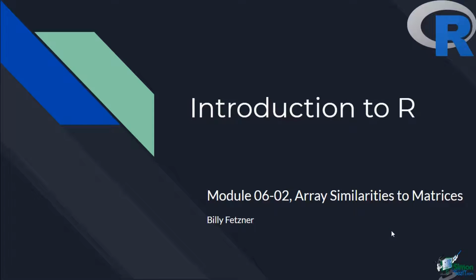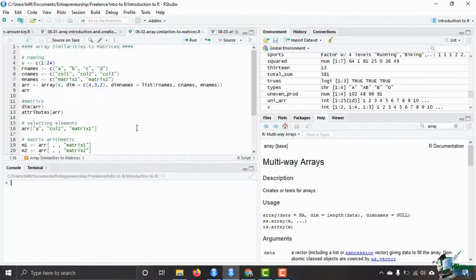Hi, and welcome back to the Introduction to R course. This is Module 6, Video 2, and we are talking about how arrays are very similar to matrices. R makes it really easy, especially with its built-in functions, because each of these data structures use the same general format in order to call, in order to name, select elements, perform arithmetic, things like that. All of them are very, very similar.